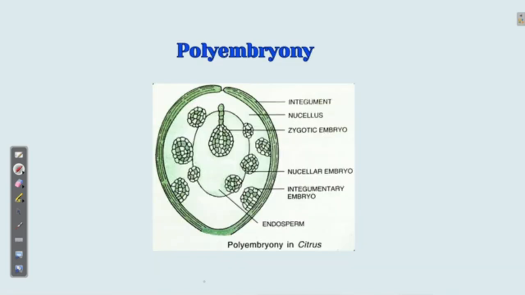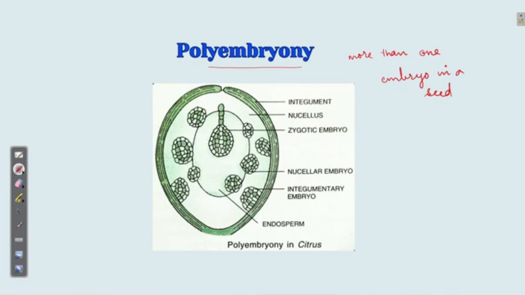There is another condition called polyembryony. Normally, a single embryo is present in each seed, but sometimes in certain seeds more than one embryo is present. So this condition is called polyembryony. How can this happen? See, in nature, there are many plants whose seeds have more than one embryo. But in most cases, only one embryo will develop, that is, a zygotic embryo will develop, and all the other embryos usually degenerate.